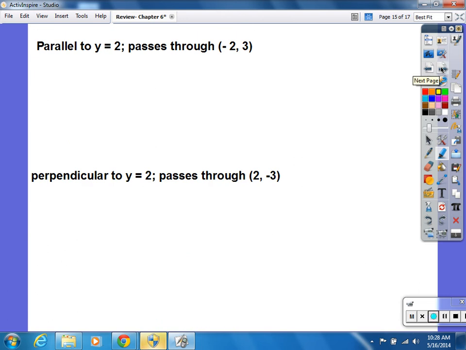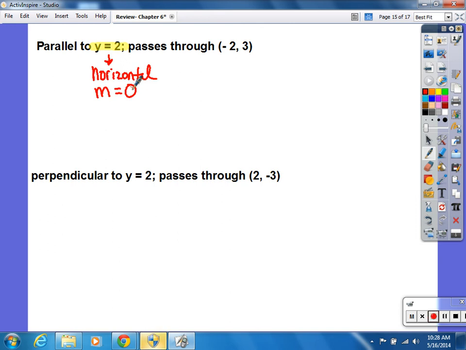So suppose we have a situation where the line is parallel to y equals 2 and passes through the point negative 2, 3. First of all, I'm not even thinking math, I'm thinking more, what do I know about a line that looks like y equals 2? Well, I see y equals 2 and I know that that is a horizontal line and that a horizontal line has a slope of 0. So I can do this one of two ways. There's a really easy way to do it and a more mathematical way of doing it.